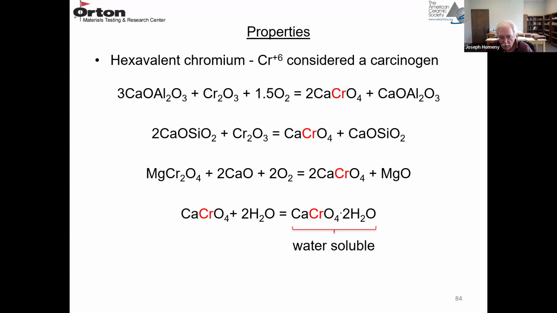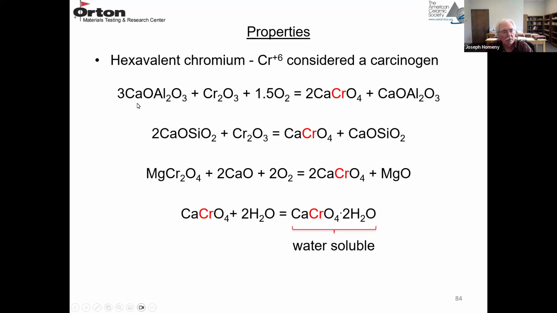One of the problems with the chrome ore is hexavalent chromium, Cr+6, that causes cancer. So the use of chrome-based refractories, I guess, has been declining, and they're actually replaced with the MgO-Al2O3 spinel type materials. So here are some possible reactions.